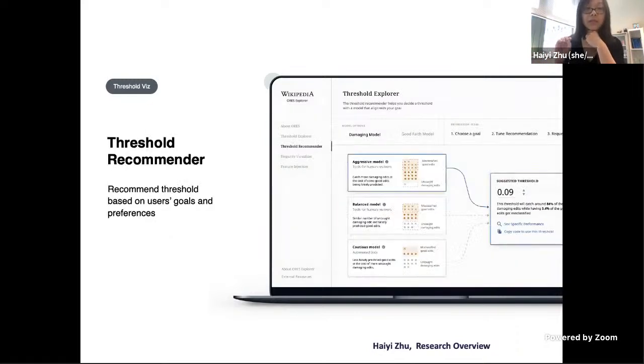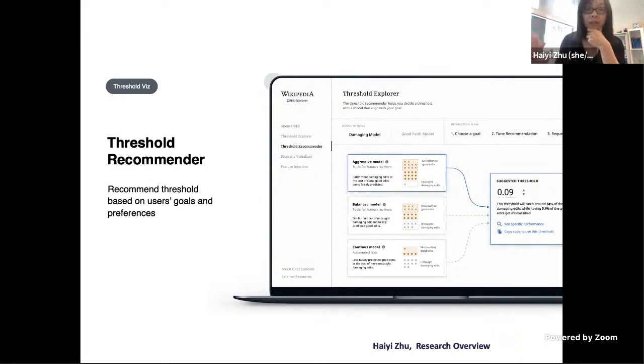We also have this threshold recommender interface. In this interface, we directly recommend the threshold to the users according to their preferences and their goals. So for example, if they want to create automatic agents to automatically revert the edits, then we will recommend a threshold, but the threshold is different compared to another design task, for example, creating human reviewing tools that direct people's attention to the most likely damaging edits.